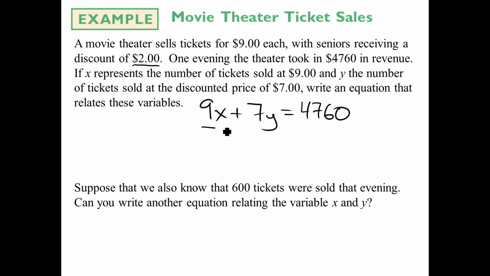Problem here is that we've got 2 variables, an x and a y. To solve 2 variables, we need 2 equations. So let's go down here and see what our second equation would be. We know 600 tickets were sold. Between x and y, how would we write an equation? Well, if we added up x and y together, that would be all of the tickets. So that'd be 600. So there we go. 2 equations for 2 variables, and we'd be ready to solve this.